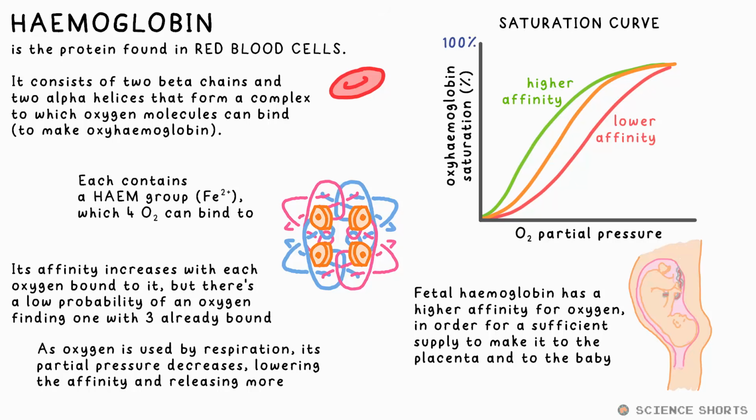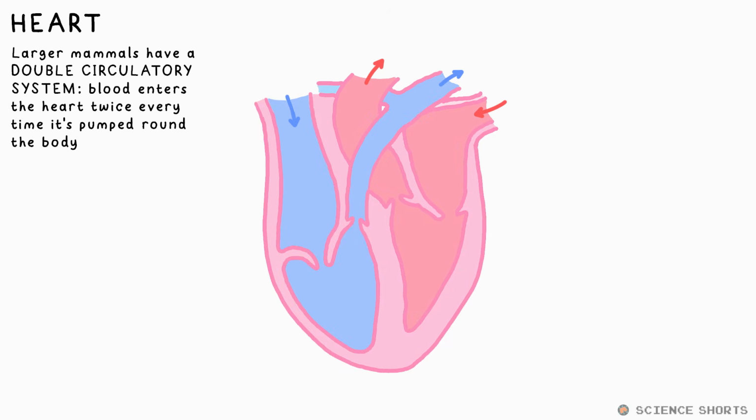The higher the partial pressure of carbon dioxide, the lower haemoglobin's affinity for oxygen. Larger mammals, like us humans, have a double circulatory system. Blood enters the heart twice per cycle, once to the lungs, then again to the rest of the body.